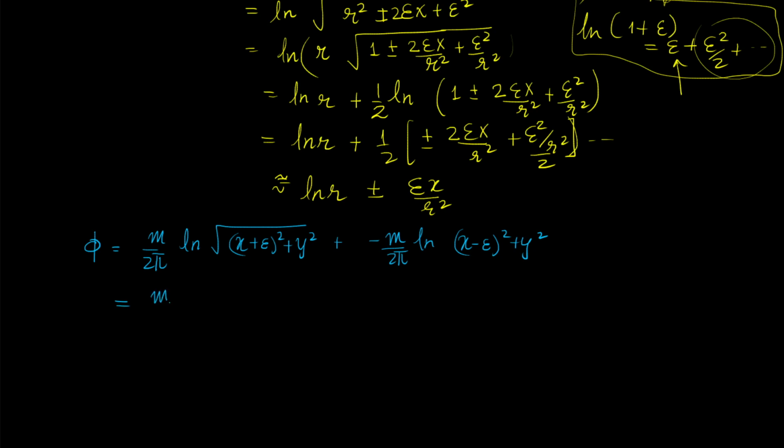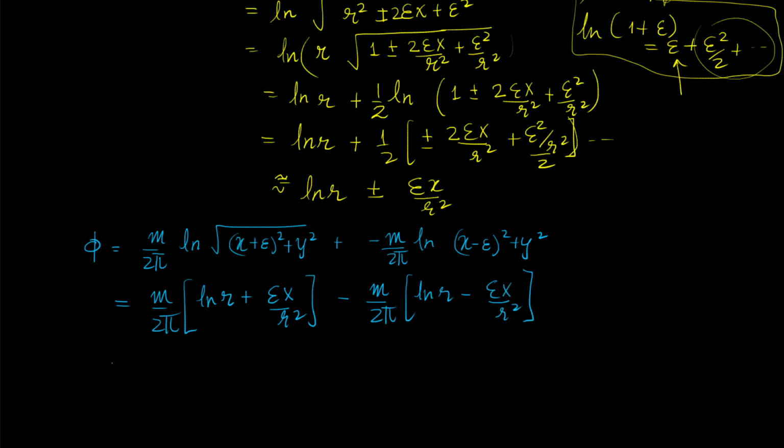So this becomes m upon 2 pi ln r plus, rather, this will be simply plus. We've done the general expansion of the expression above, so this will be plus epsilon x upon r square, and this will be minus m upon 2 pi ln r minus epsilon x upon r square. So these two terms cancel out, and we are left with simply m upon 2 pi epsilon x upon r square times 2, because this minus combines with this minus to become a plus, and this is what we obtain.